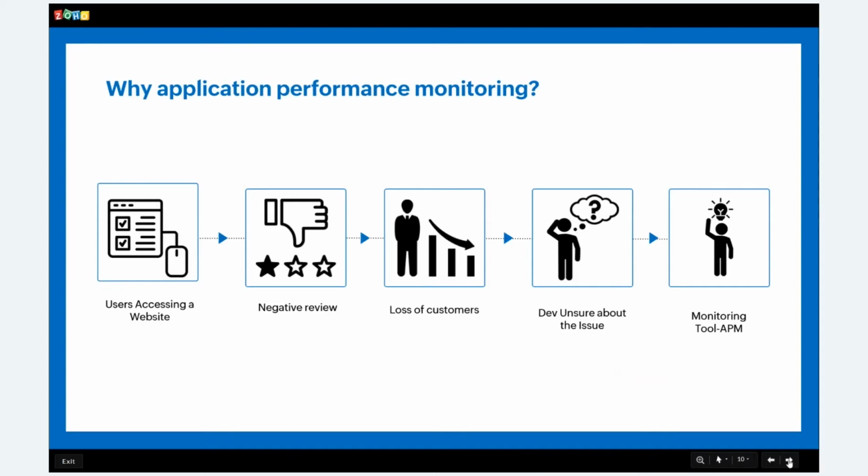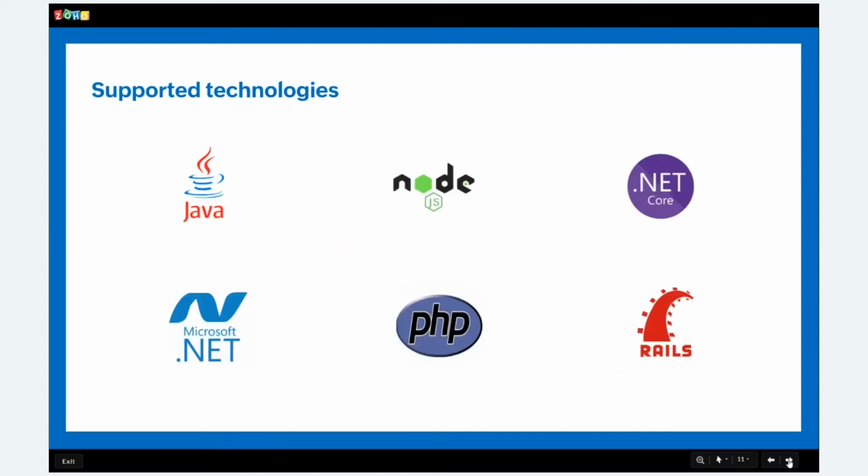We all know performance is the heart rate of any application's success. Your website is fast, everything is working fine, yes, your business succeeds. So that's how it is. These days, we users rely on web applications to fulfill everyday needs. We can also say business success is directly proportional to application performance. These are some of the supported technologies that we have right now in APM Insight and Applications Manager: Java, .NET, Node.js, PHP, .NET Core, and Ruby on Rails.